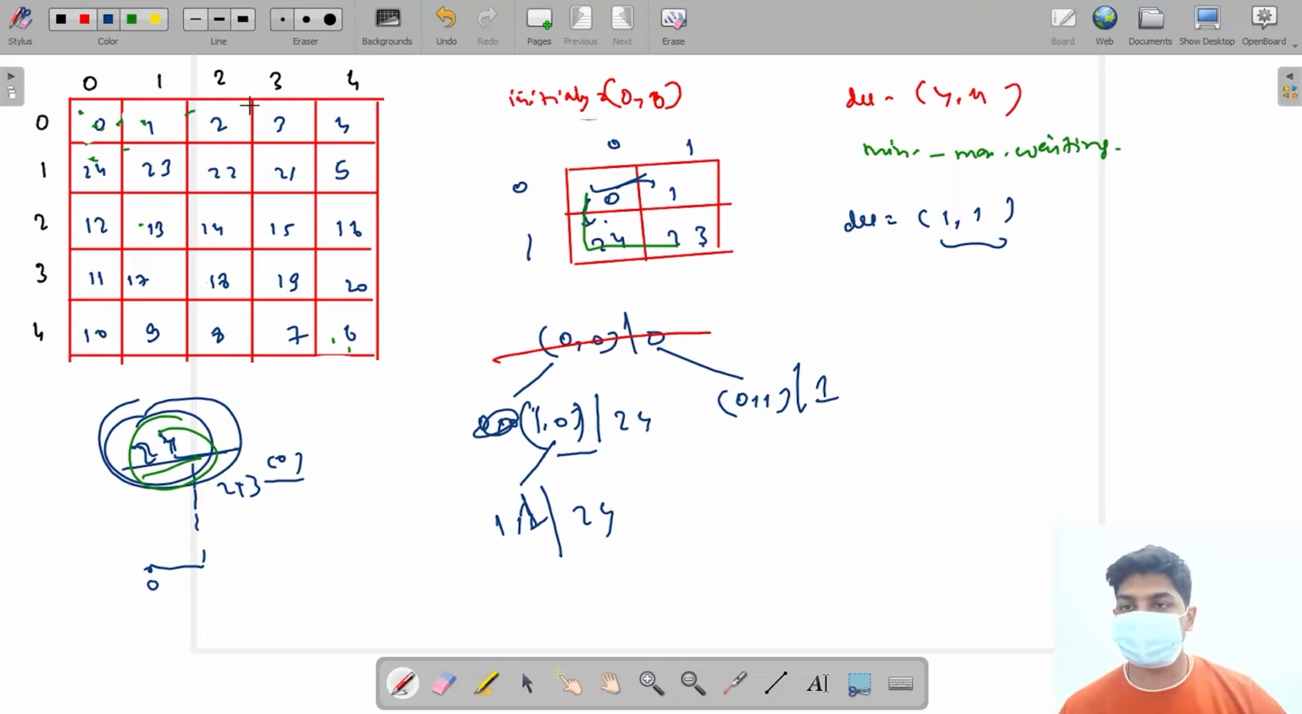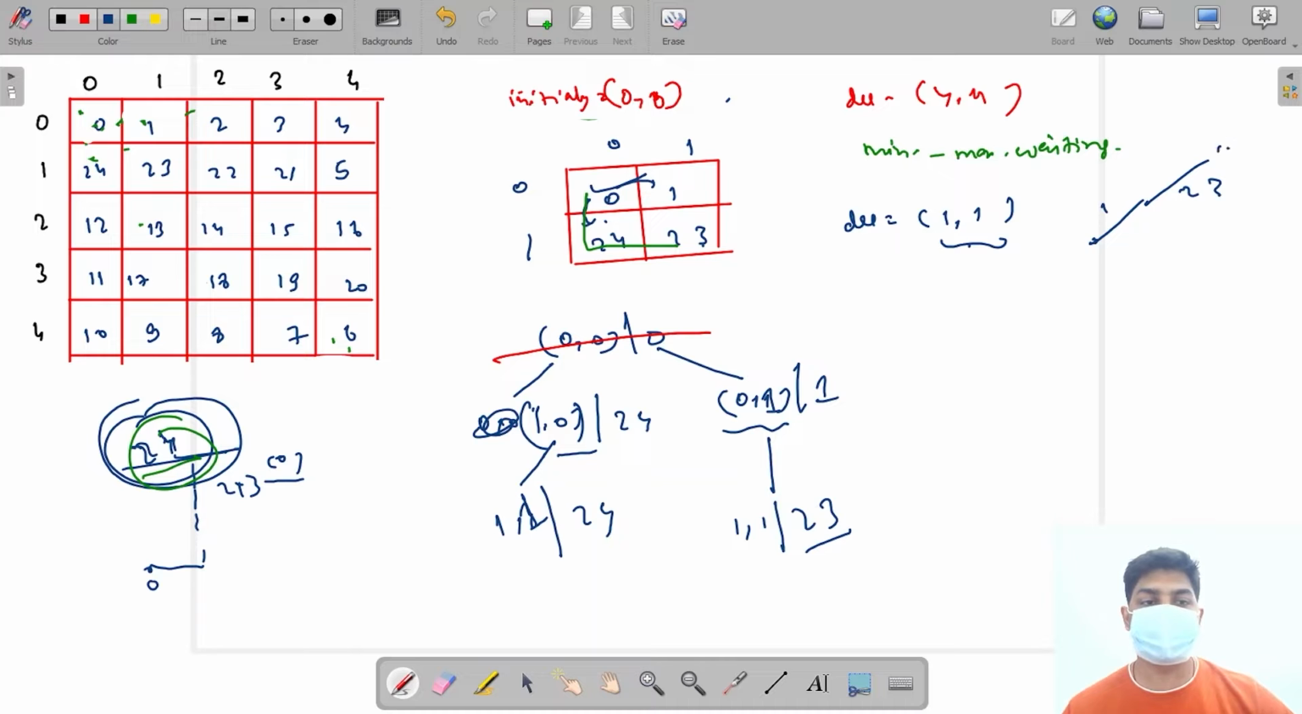Now there are no more paths from 1 comma 0, so I will move on to the next cell, that is 0 comma 1. Is 0 comma 1 equal to the destination? No, it is not. So I will travel all the paths from 0 comma 1. From 0 comma 1 I can go to 1 comma 1, and the cost, meaning time, will be 23. Initially I was at height 0, then I climbed to height 1, then I climbed to height 23. Since 23 is greater than 1, my time will be 23. Now I have completed this level.